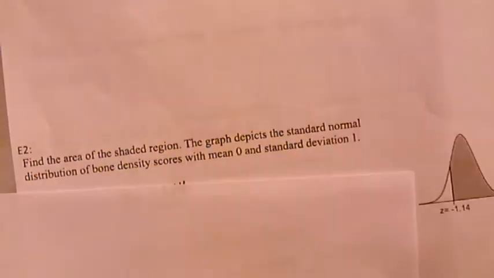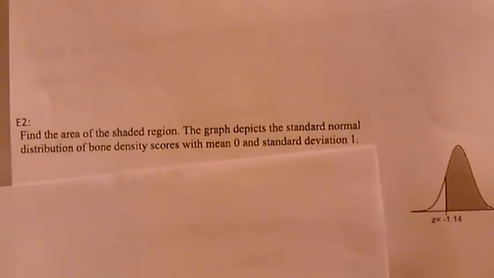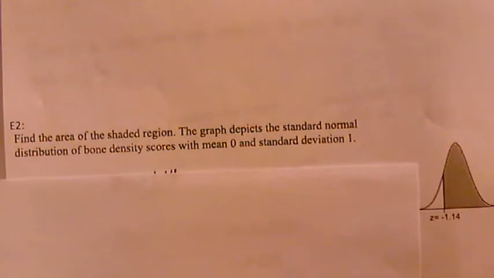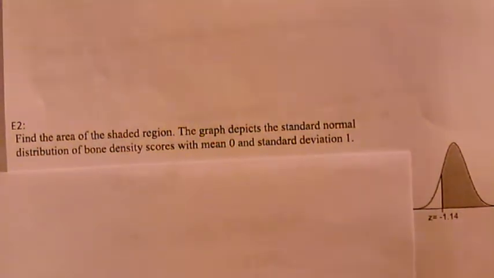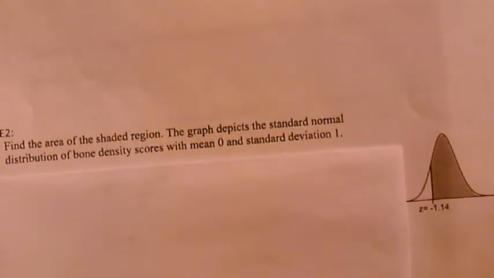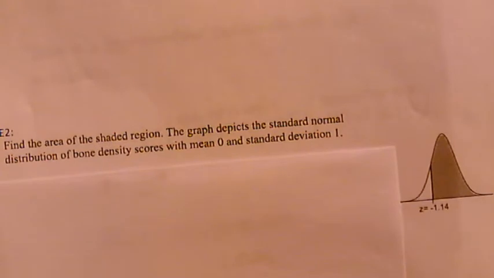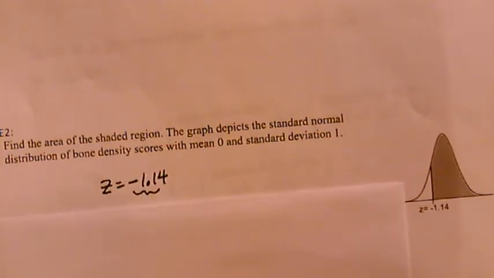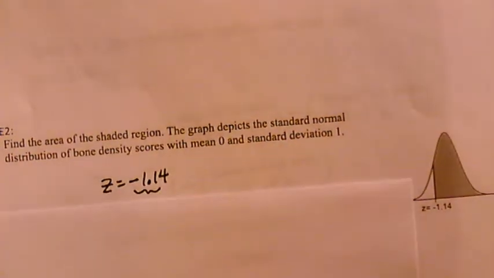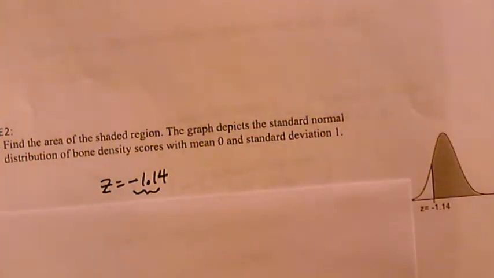Okay, let's look at the next example. Here we want to find the area of the shaded region, and the graph depicts the standard normal distribution of bone density scores with a mean of 0 and a standard deviation of 1. And here, this is our normal curve. Here, the z value that we're dealing with is negative 1.14. Okay? Now, the negative 1.1 represents the part that's on the left-hand side.